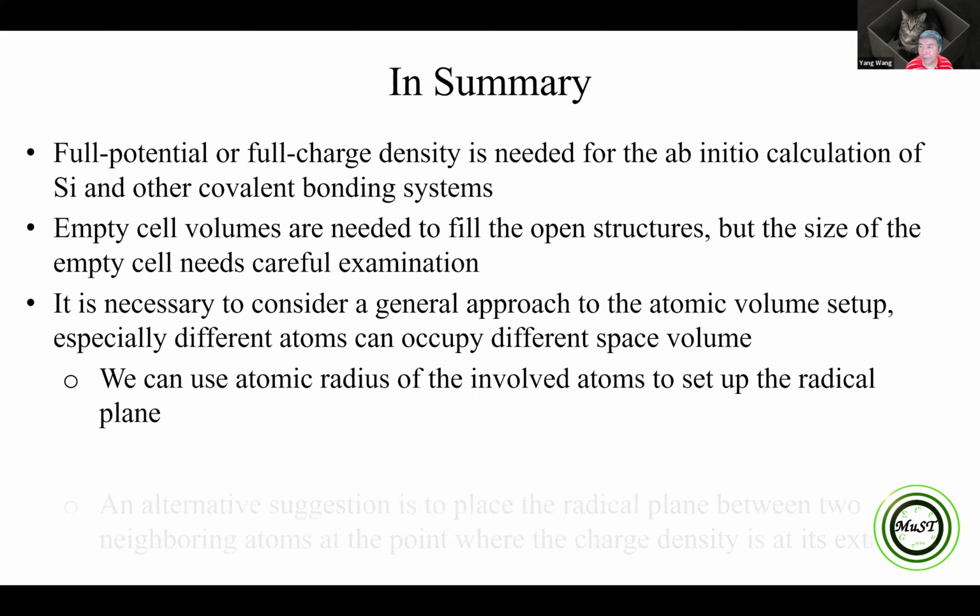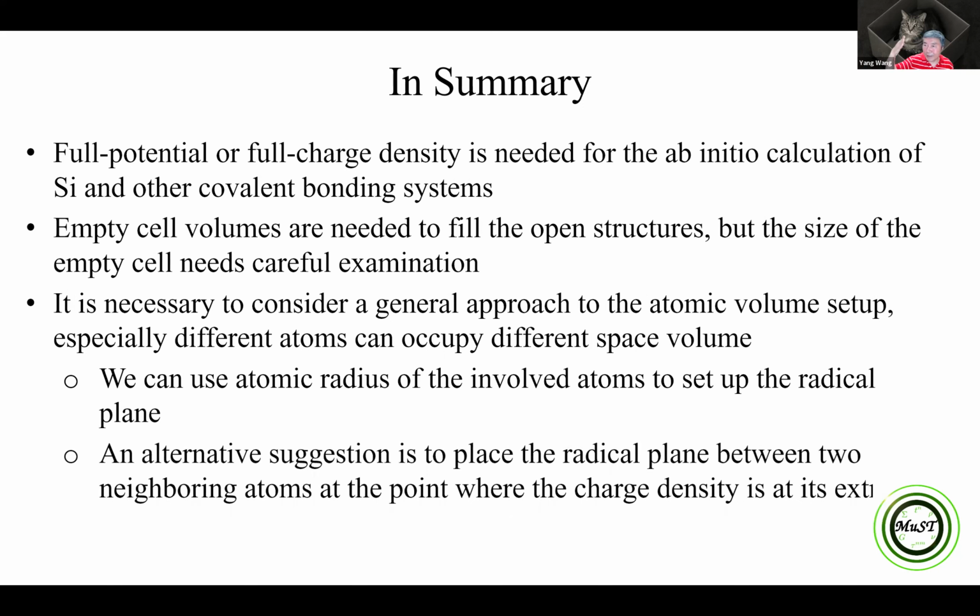An alternative suggestion is to put the plane where, when we calculate the charge density, we find the maximum or minimum in between two atoms. Then we just put the plane there. That requires that at each iteration we reset the radical plane. I think that's a very sensible way to do it, because it makes more physical sense: we put the radical plane where it has a certain physical meaning. I think that's a very interesting approach.